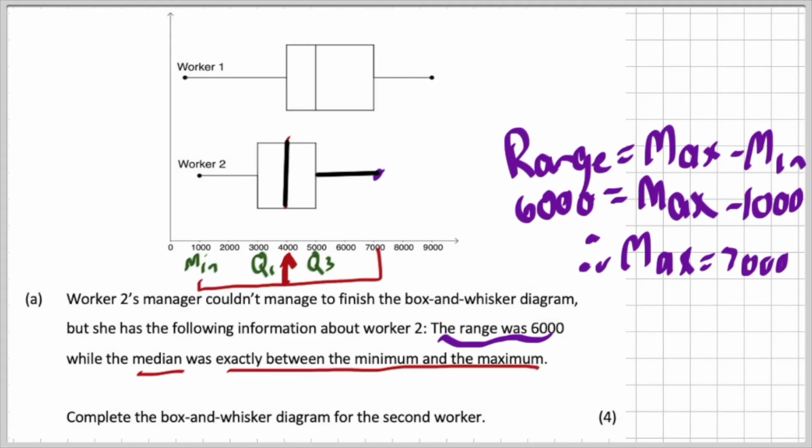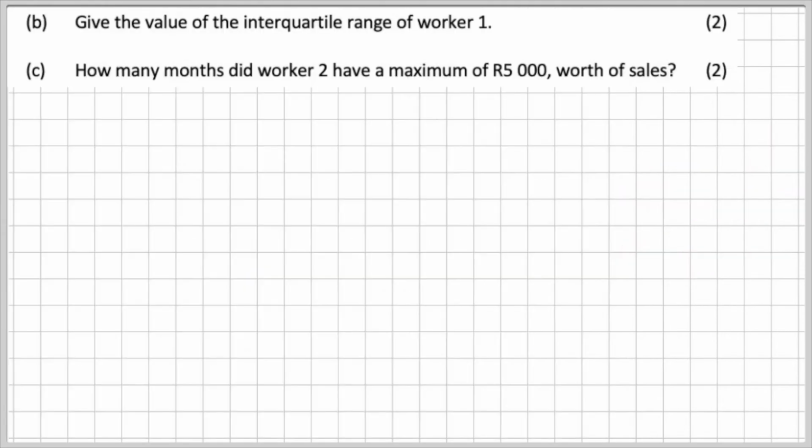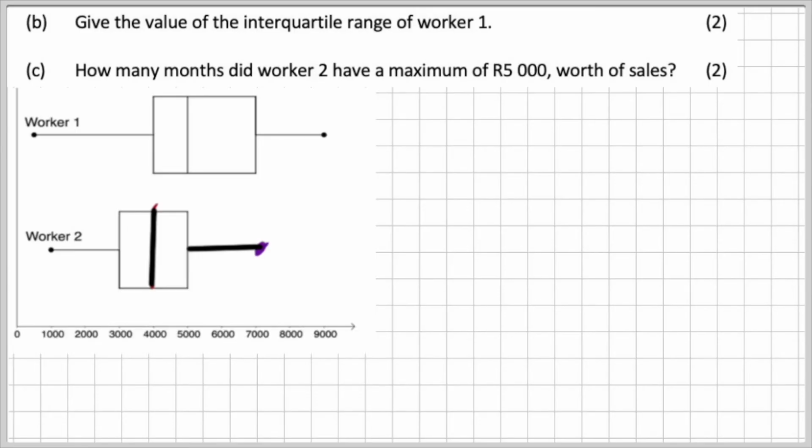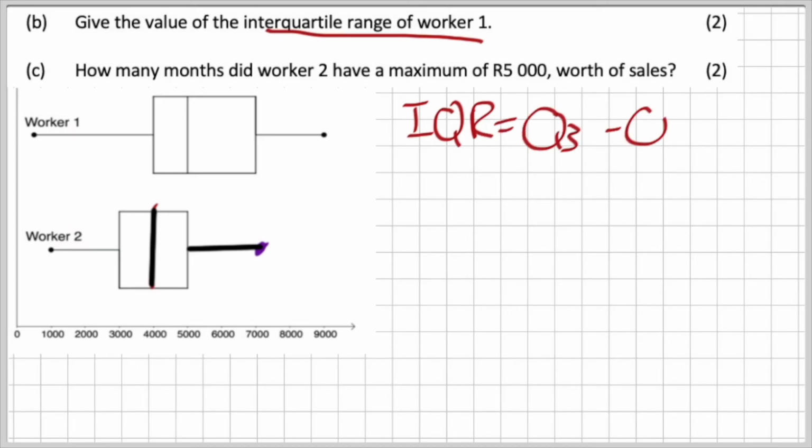Ta-da! I have completed my box and whisker diagram. Now going on to question B and C, I still need those completed box and whisker diagrams. First of all, the value of the interquartile range of worker 1. Start with the formula. The interquartile range is Q3 minus Q1.